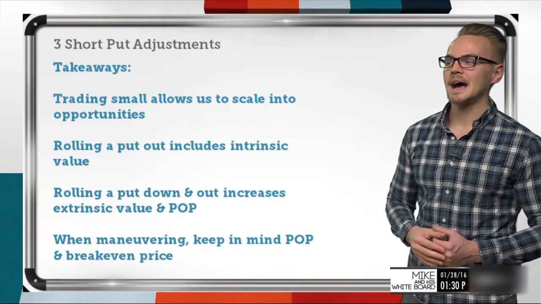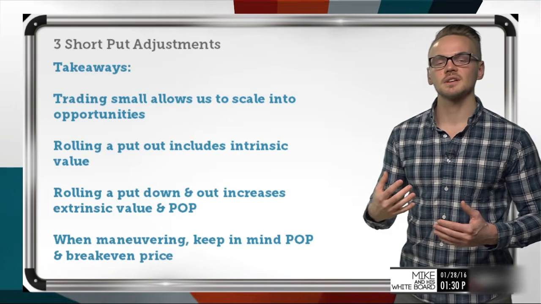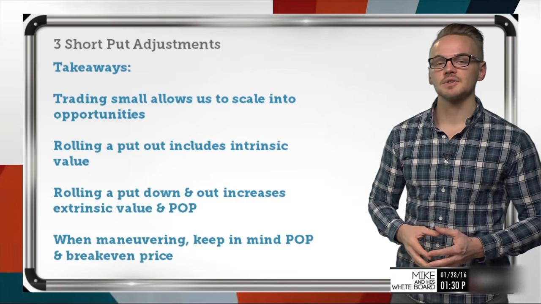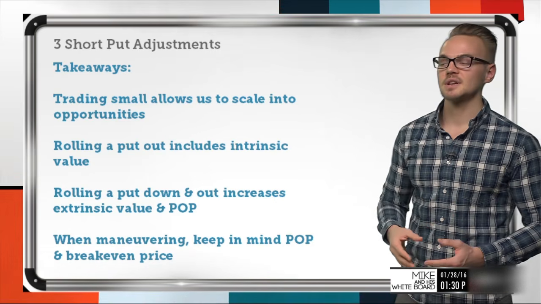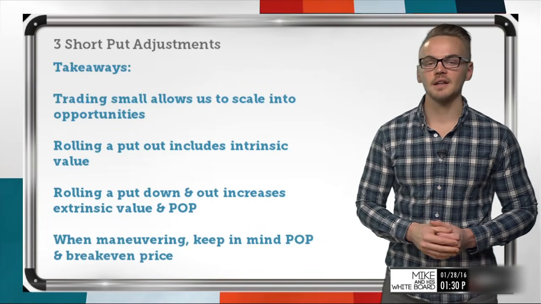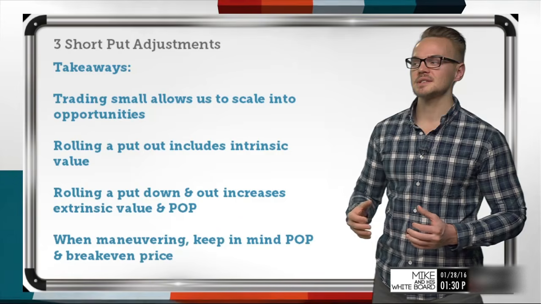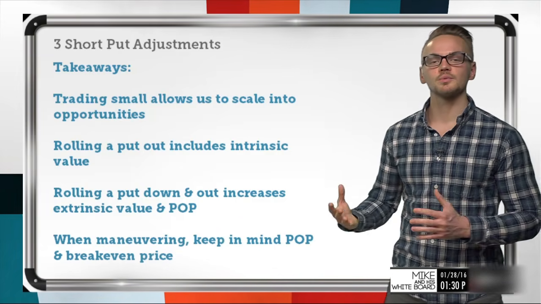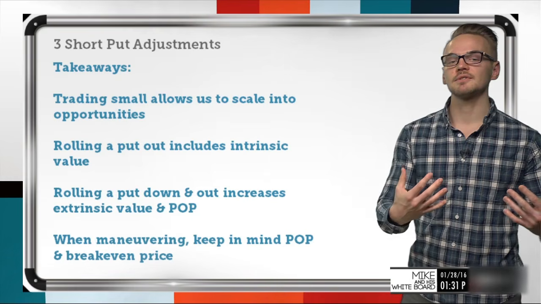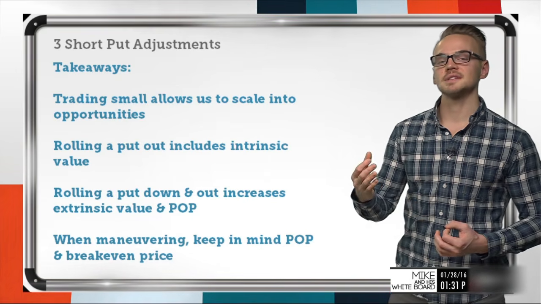Also, rolling a put out, keeping the same strike, includes intrinsic value. That's why it's so easy to collect a credit when we're looking to roll that same in-the-money strike, because the more time we're adding to the position, the more extrinsic value we'll keep while we're still including that intrinsic value of the option. And lastly here, rolling a put down and out increases extrinsic value and pop. So if we're going to roll it down to keep our put out of the money, we're probably going to have to extend our duration even further than we would if we kept the same strike to make sure that we're selling our credit for more than the debit we're paying.